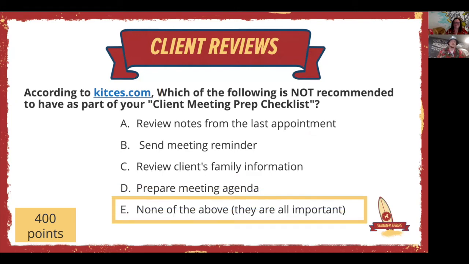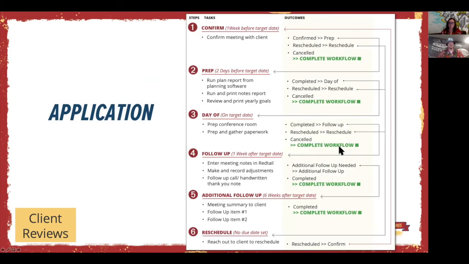If you said E, give yourself 400 points. That's right. They're all important. If you've ever seen this resource, it's like a full-on 2-page document of all the different things that you've got to get done as part of a client review process. And so how do we keep track of all that, right? It's a huge checklist. Do we just have paper and paper and paper everywhere? No, we should use a workflow inside our Redtail CRM that details out that process.